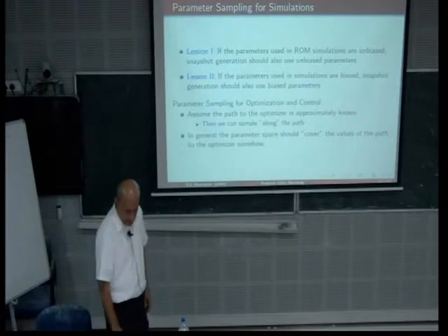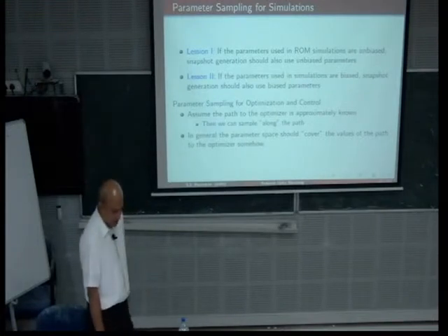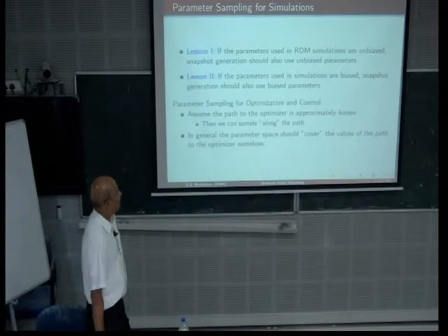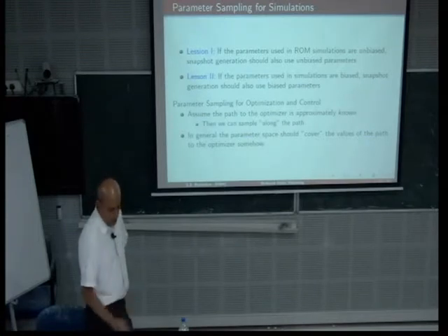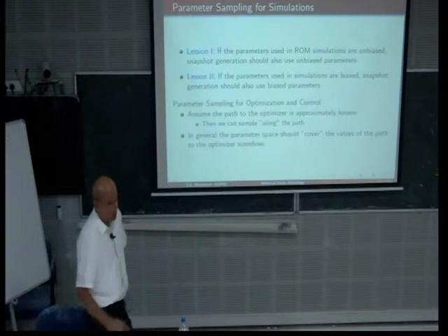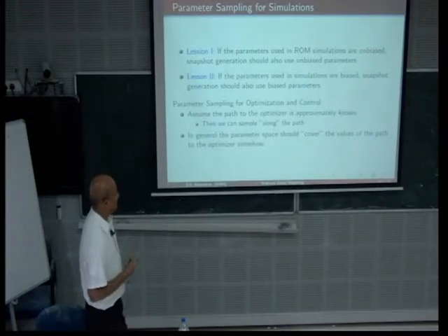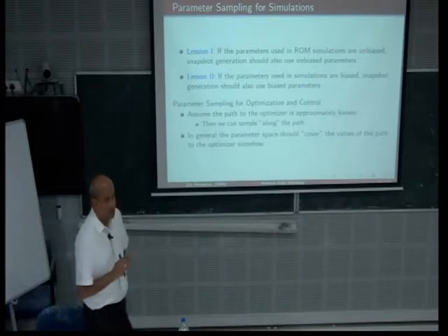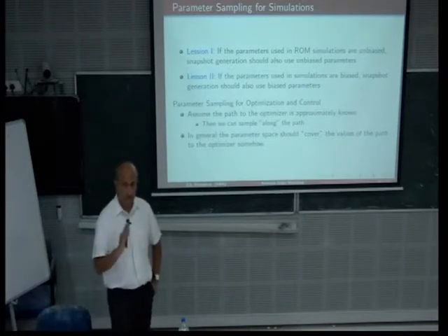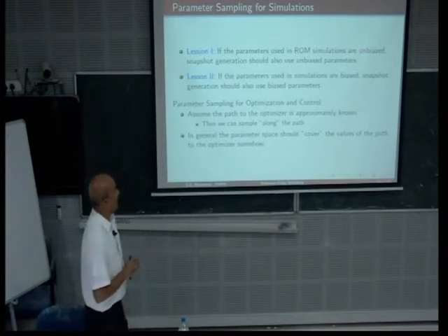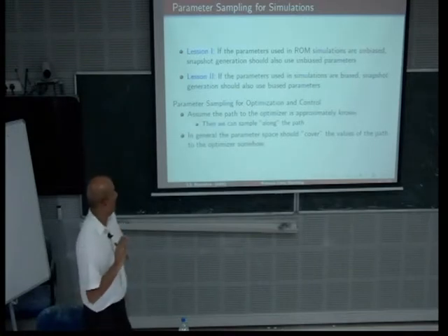So, what are the lessons so far about snapshot generation? If you are going to use your reduced order model simulation with unbiased parameters, then snapshot generation should also use unbiased parameters. So when you generate a snapshot, you should use unbiased parameters. If the parameters used in simulation are biased, then when you generate a snapshot, you should use biased parameters.